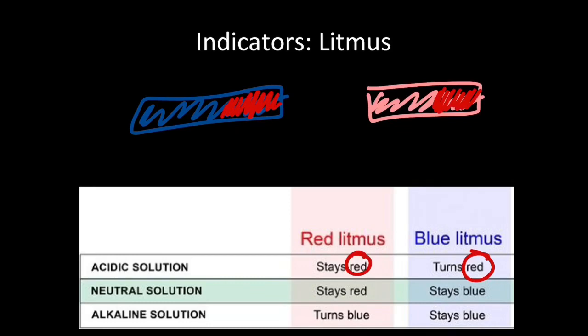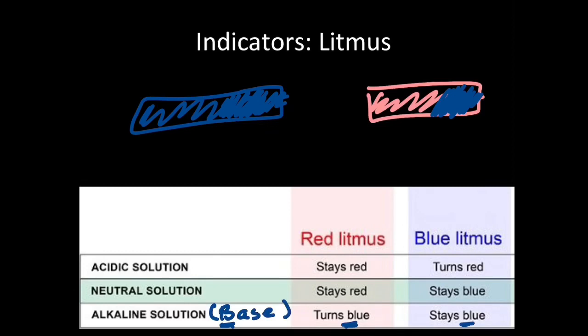If you have a base, on the other hand, which is an alkaline solution, so I'm going to write base right here. Base, B for blue, all right? So this litmus paper up here, the blue will stay blue, and the red will turn blue. Think B for blue, B for base, all right?